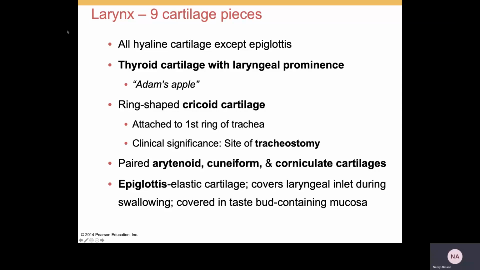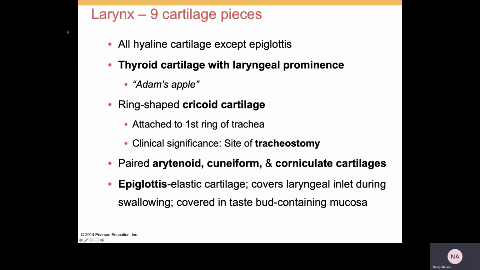There are 9 cartilage pieces that form the larynx. They are all hyaline except for the epiglottis. There is a thyroid cartilage with the laryngeal prominence, the so-called Adam's apple. There is the cricoid cartilage, which is attached to the first ring of the trachea. Why is this important? Clinically, it's very important because it is the site of a tracheostomy. There are going to be several paired cartilages, the arytenoid, the cuneiform, and the corniculate cartilage.